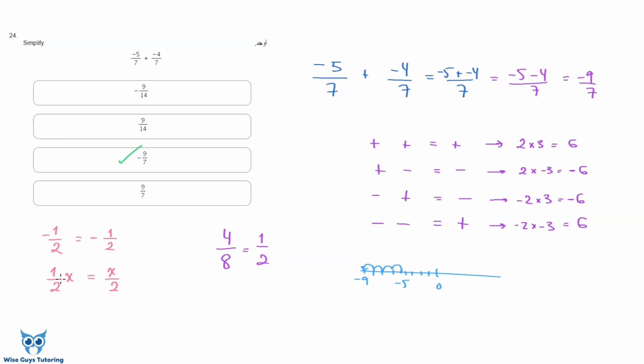Okay, 1/2 times x. If you know how to multiply fractions, what you do is you multiply top with top and bottom with bottom. And when you don't have a denominator at the bottom, it's just a 1. It's like an invisible 1, right, that we don't really write. So 1 times x is x, and 2 times 1 is 2. So these are the same, okay? Just in case that ever confused you.